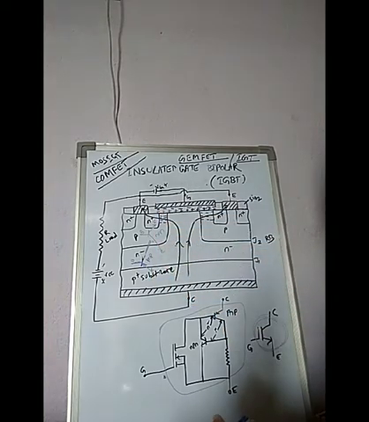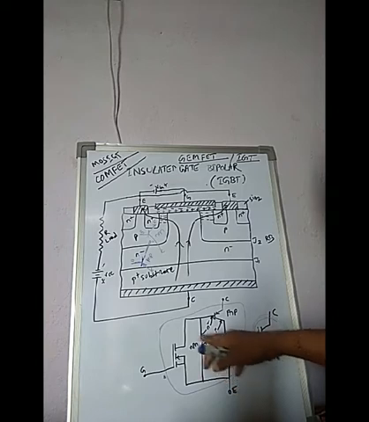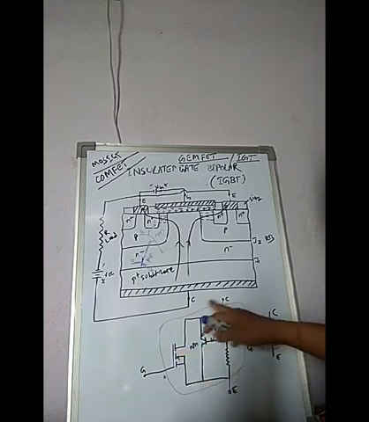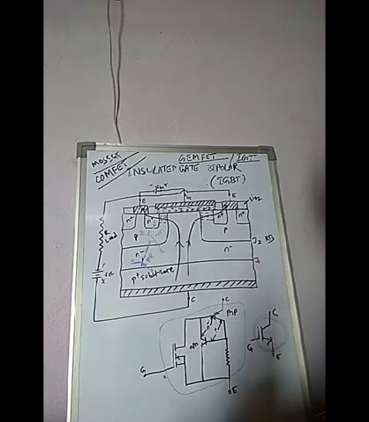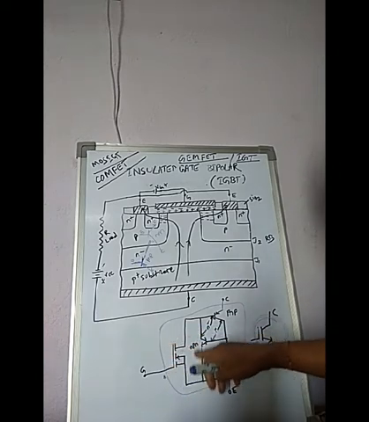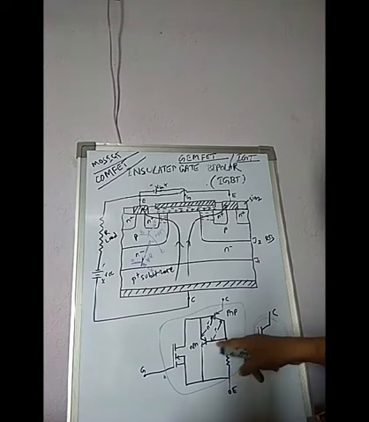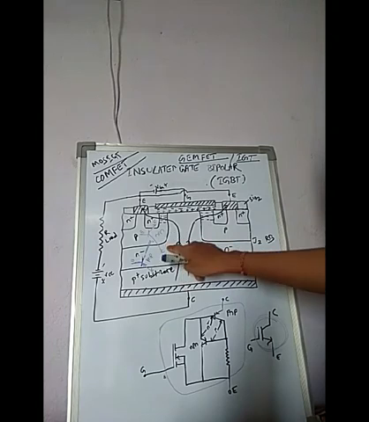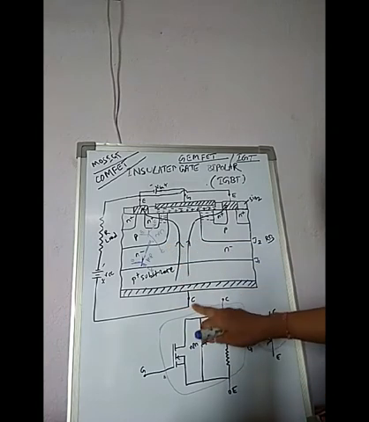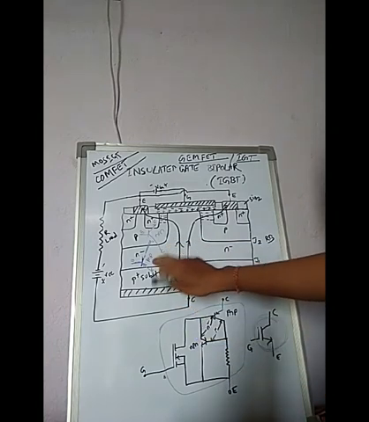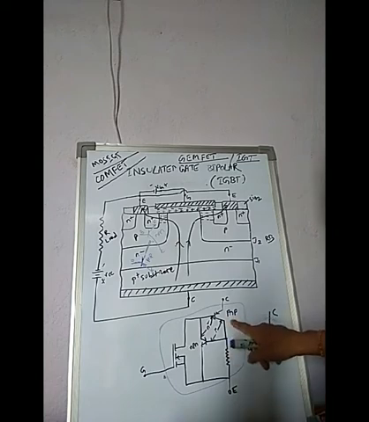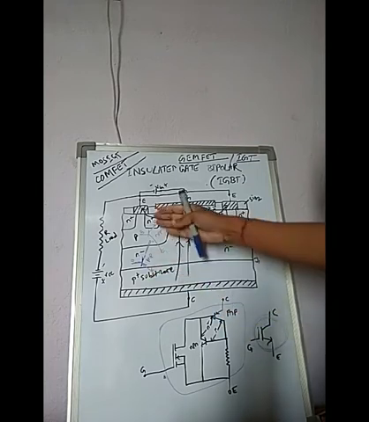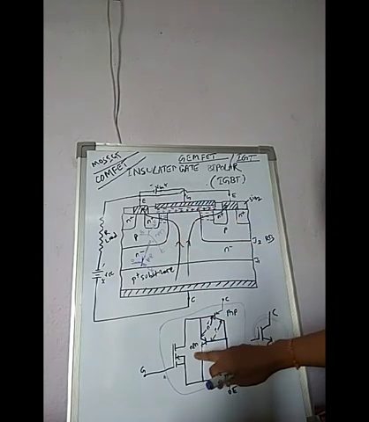So here, I draw the equivalent circuit diagram for IGBT, where this is the MOSFET structure and these two are the transistors which came from this analysis. From the collector side, first it is a PNP transistor, and then after that there is an NPN transistor.